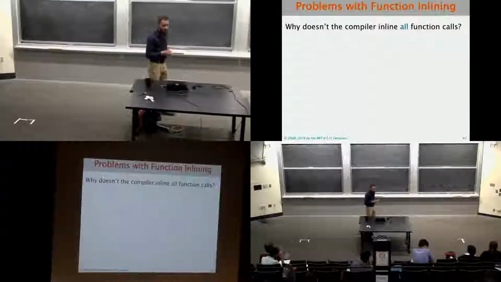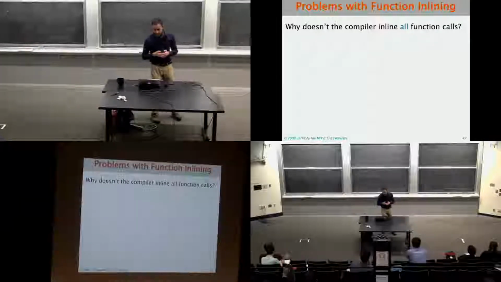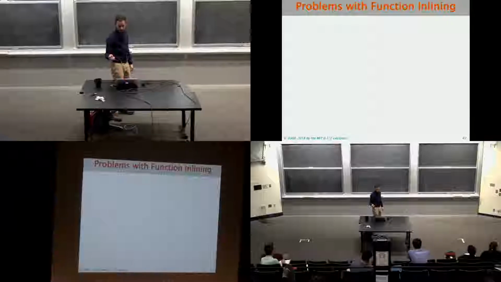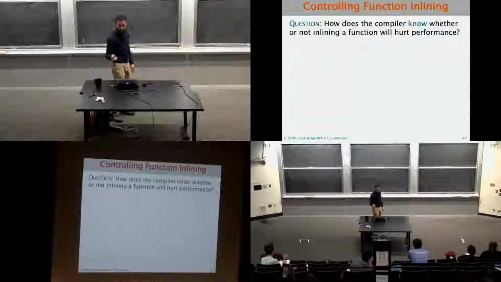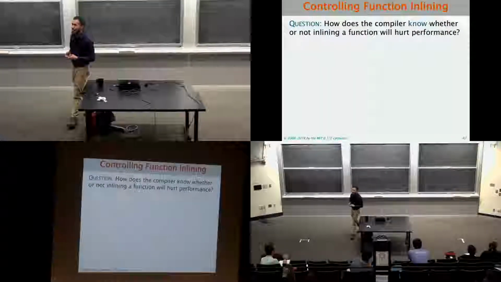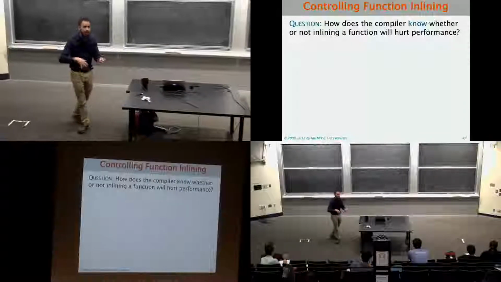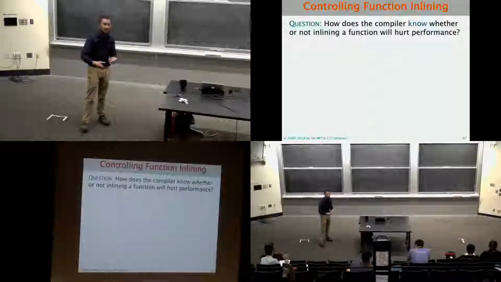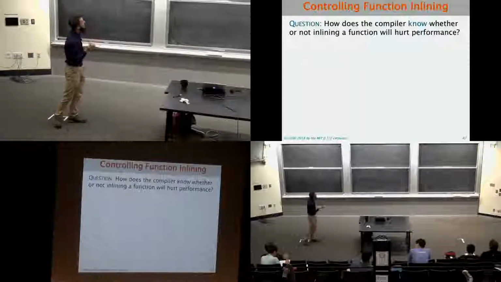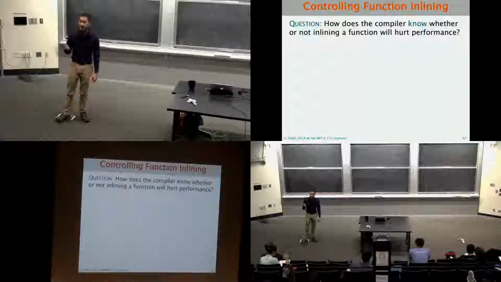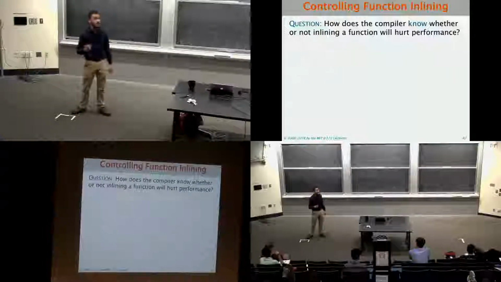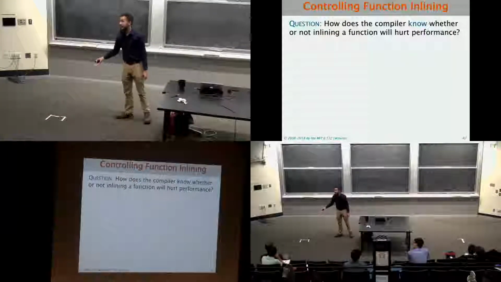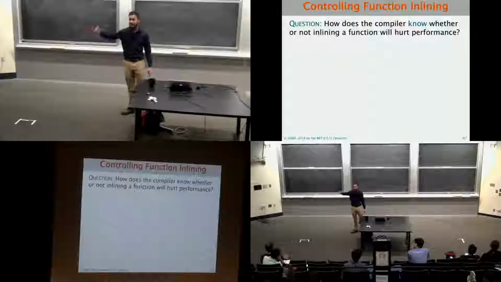OK, so let's focus on that last one. Why doesn't the compiler inline all functions? Oh, sorry, I went backwards. There we go. OK, so some functions are OK to inline. Other functions could create this performance problem because you increase code size. So how does the compiler know whether or not inlining any particular function at a call site could hurt performance? Any guesses? Yeah.